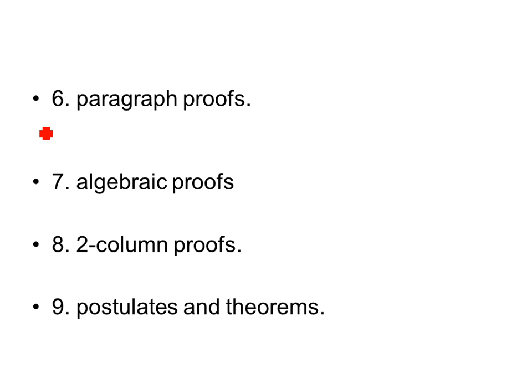Number 6, paragraph proofs. Told you not a whole lot would be on there about paragraph proofs. The one thing that might be on there is what's the other name for a paragraph proof? Informal. It's an informal proof. Let's jump down to number 8. What's the other name for 2-column proofs? Formal proof.